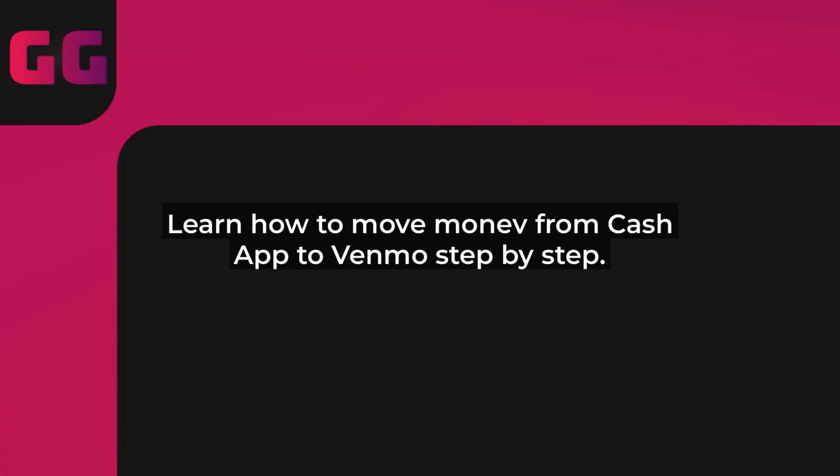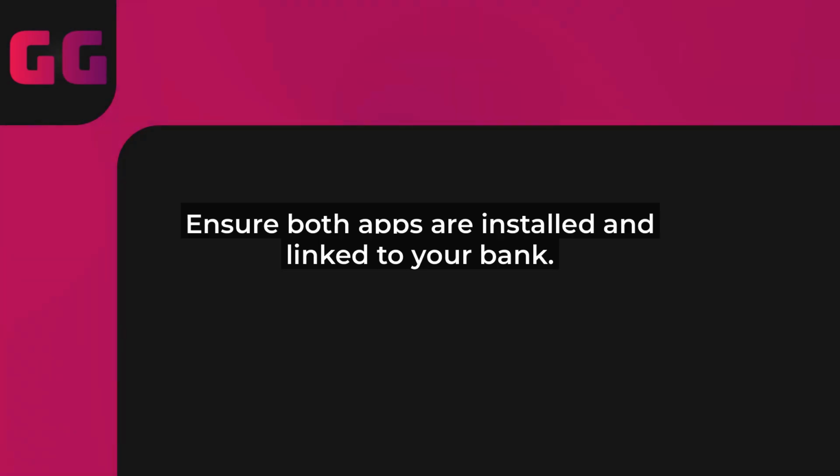Let's dive in. First things first, make sure you have both the Cash App and Venmo apps installed on your phone, and that your accounts are linked to a bank account or debit card. This is crucial because we'll be using your bank as a middleman. Why? Well, Cash App and Venmo don't connect directly, so we'll cash out from one and add funds to the other.